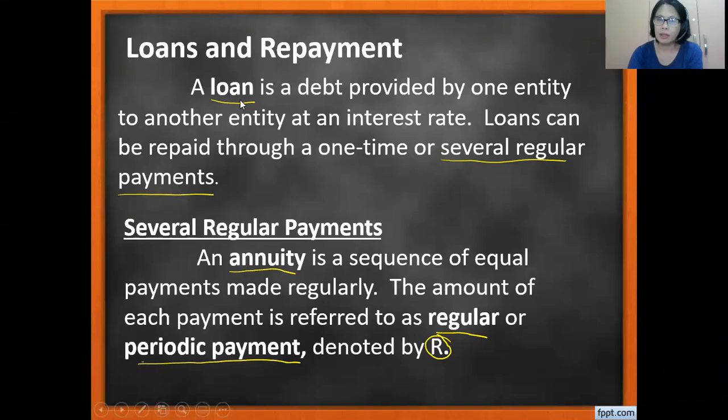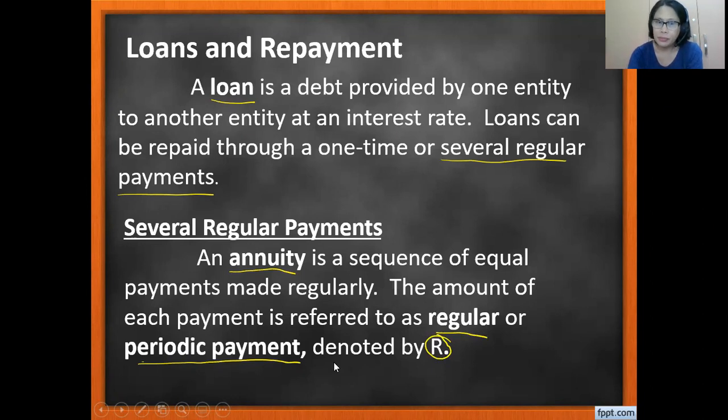A loan is a debt provided by one entity to another entity at an interest rate. Loans can be repaid through a one-time payment or several regular payments. We will be working on calculating several regular payments for this discussion. An annuity is a sequence of equal payments made regularly. The amount of each payment is referred to as the regular or periodic payment, and in this discussion, we will denote this by capital R.